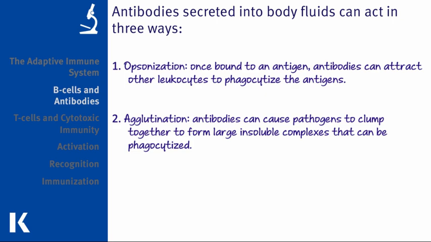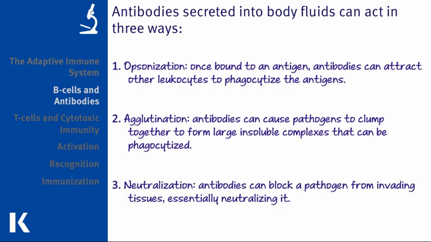The second way is for antibodies to force pathogens to get stuck together in a giant pathogen ball, stopping the pathogens from reproducing and allowing them to be phagocytized. Finally, antibodies can surround a pathogen to stop it from getting into tissue, which doesn't kill the pathogen, but it does make it so the pathogen can't infect new cells, and that's basically just as good.